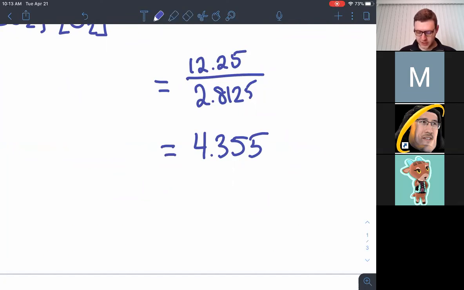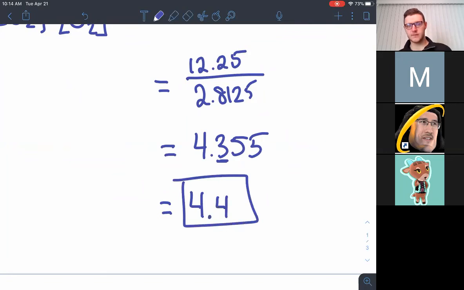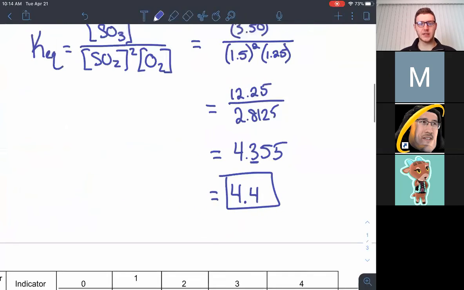2. So if we round to here for 2 sig figs, do we round up or do we stay the same? Round up. So our answer for this one should be 4.4. Do you guys have any questions on this?